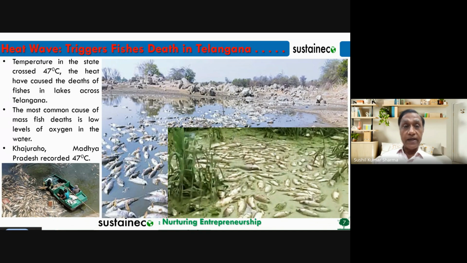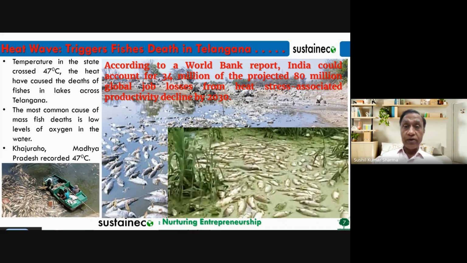These are the various lakes in Telangana where we find thousands of fishes dead because of heat wave and deficiency of oxygen content in water. So the ecosystem is suffering greatly.